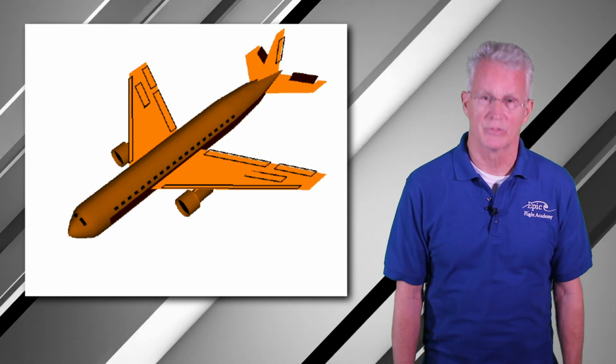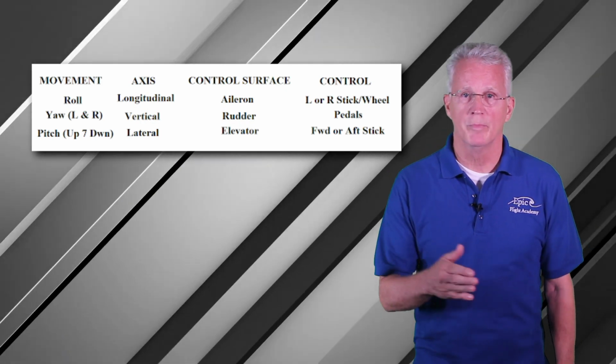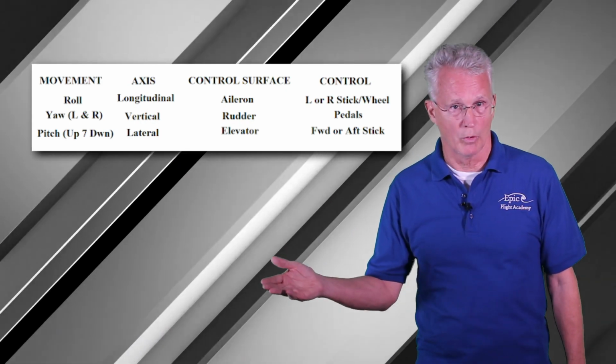Movement around the longitudinal axis is called roll, and it is controlled by the ailerons. Movement around the vertical axis is called yaw or yawing and is controlled by the rudder. Movement around the lateral axis, which runs wingtip to wingtip, is called pitch or pitching and is controlled by the elevators. So in summary, we have movement, axis, surface, and control.